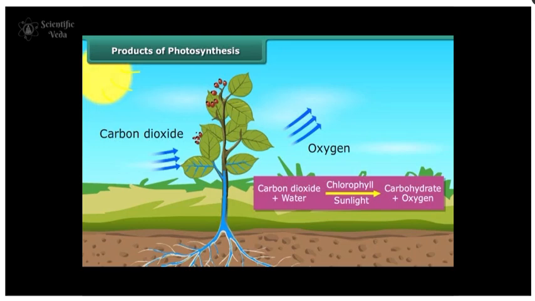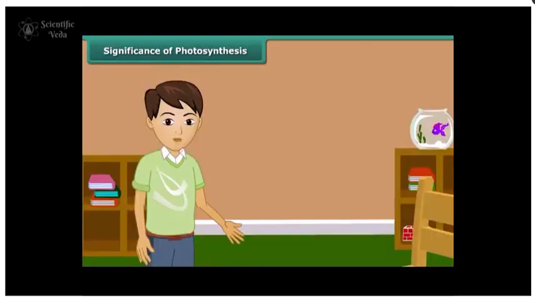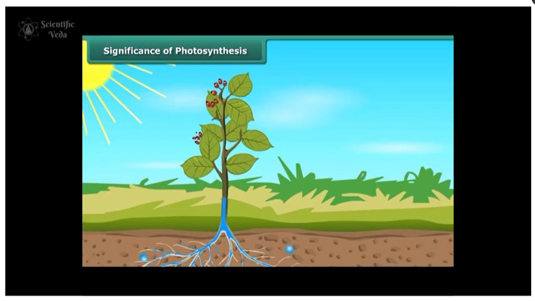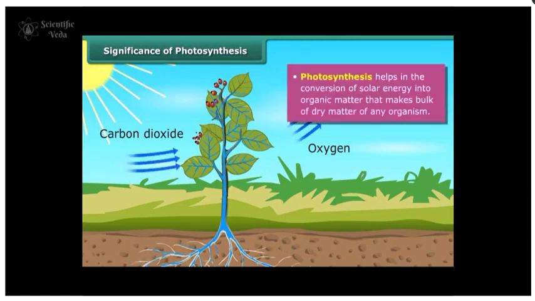Till now we have learnt about the photosynthesis process. But now the question is, what is its significance? Photosynthesis is an important and vital process for life on this planet. This process helps in the conversion of solar energy into organic matter. Hence, photosynthesis links the physical and biological world.